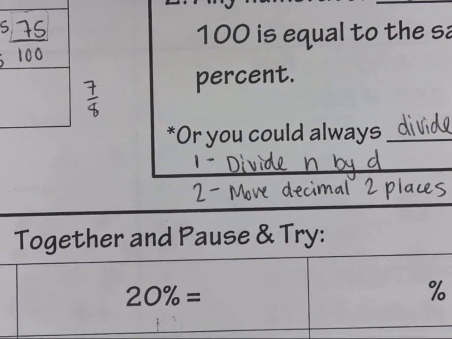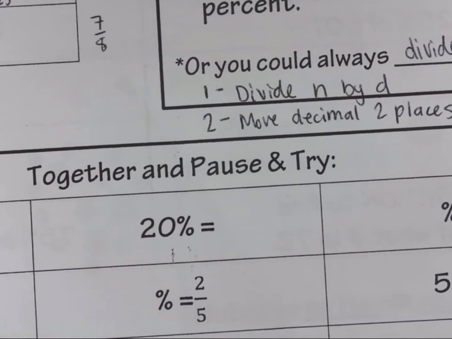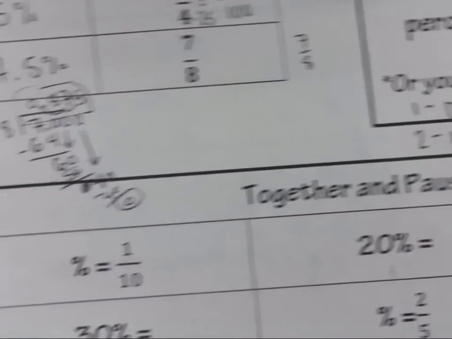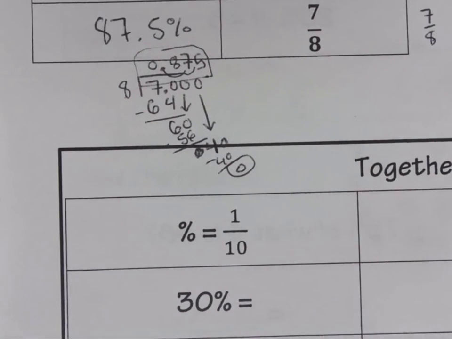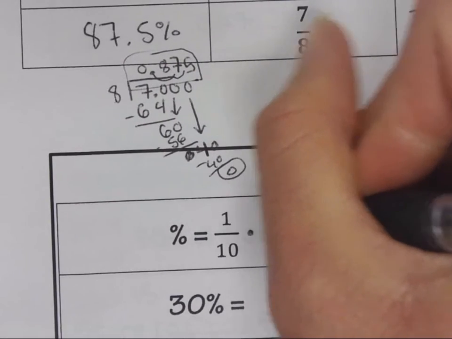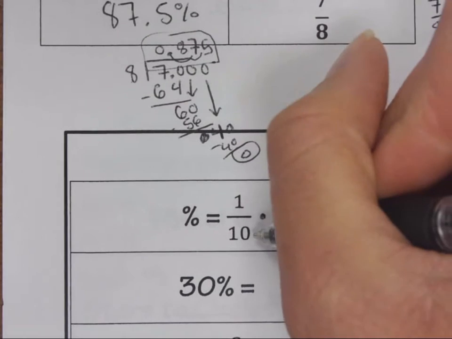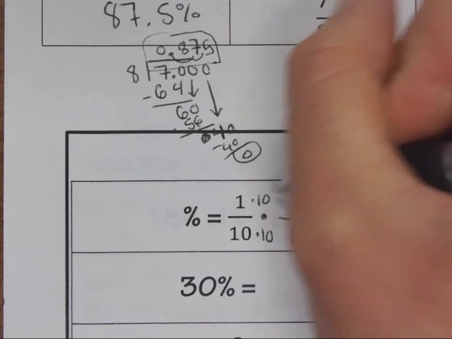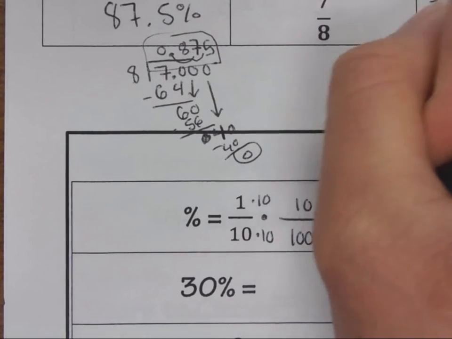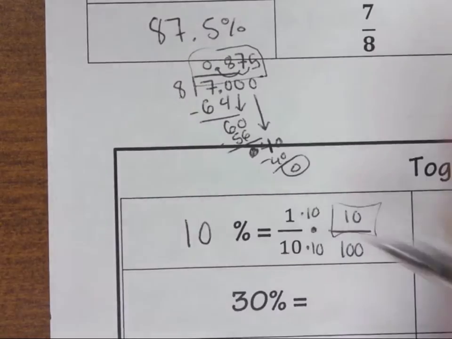So let's try a couple of these quick. So these say together and pause and try. I'm going to do a few of these, and then I'm going to let you try the rest of them, okay? So this first one, 1/10, we want to write that as a percent. So we're going from a fraction to a percent. So I need to figure out what I can multiply by to make an equivalent fraction. I know that 10 times 10 equals 100. So I'm going to multiply top and bottom by 10, and that gives me 10 over 100. So my top number is my percent, and I have 10%.